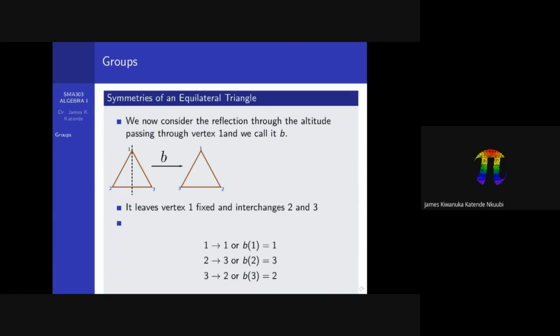So now we consider the reflections. The first reflection will be along the altitude that goes through this vertex 1. Since this acts as a mirror line, anything that is on the mirror line does not move. So 1 remains unmoved, but 2 and 3 will be switched. So 1 stays at 1, 2 goes to 3, and 3 goes to 2. We call this function B.